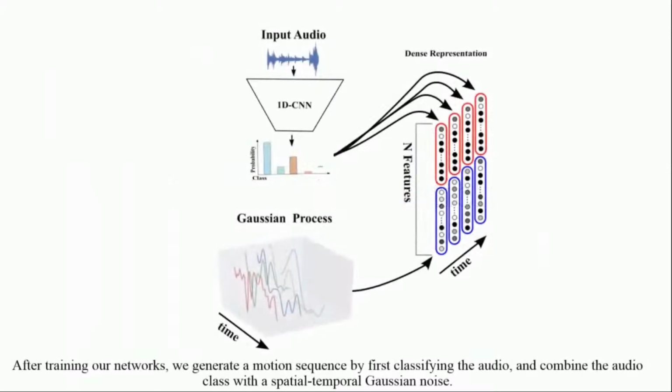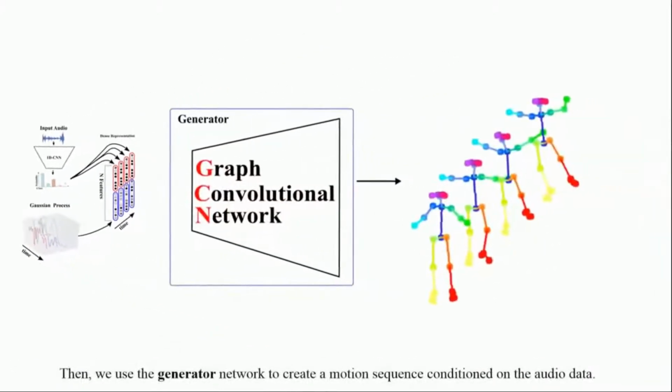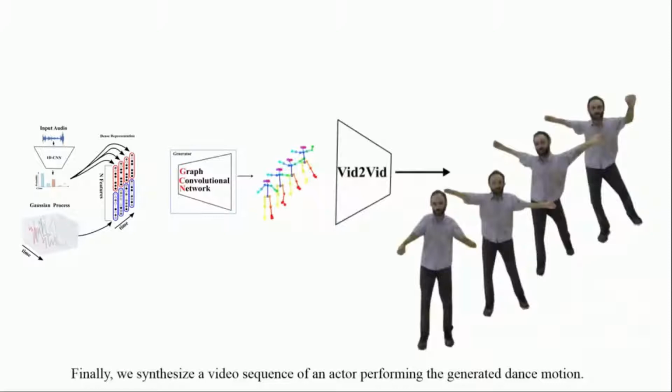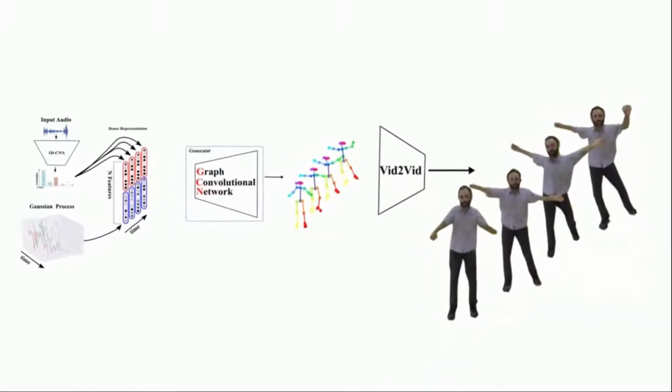After training our networks, we generate a motion sequence by first classifying the audio and combining the audio class with a spatial temporal Gaussian noise. Then, we use the generator network to create a motion sequence conditioned on the audio data. Finally, we synthesize a video sequence of an actor performing the generated dance motion.